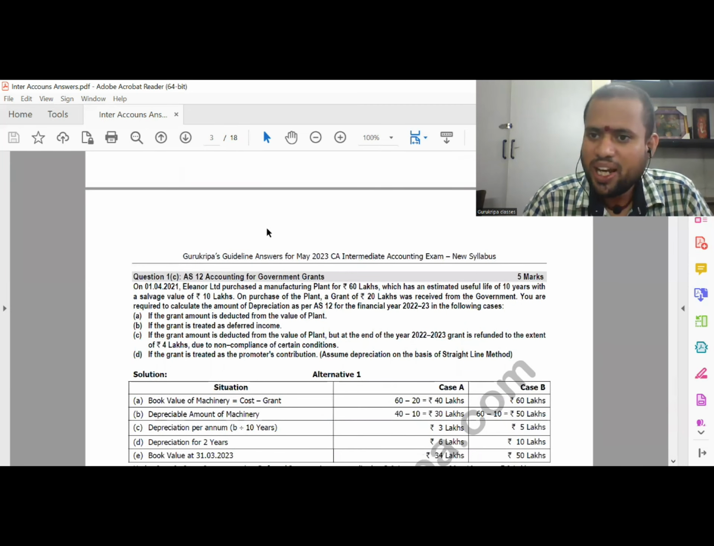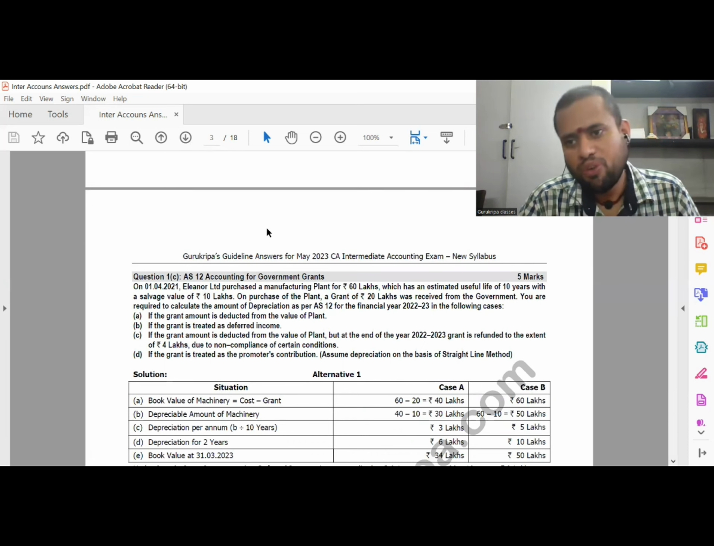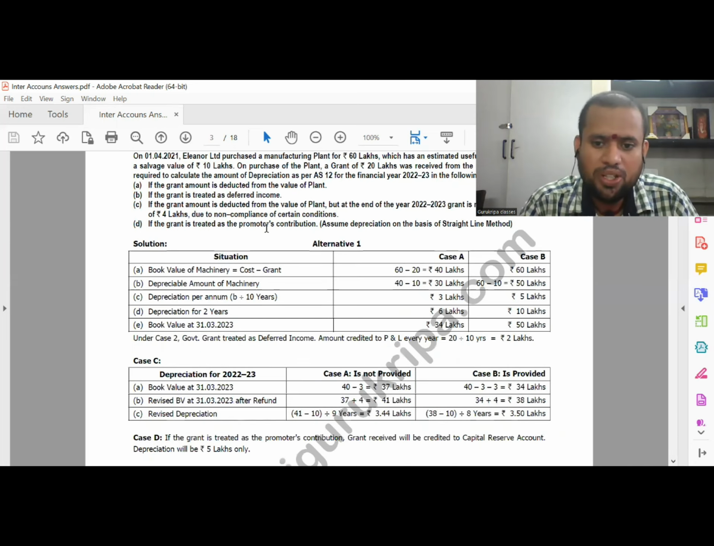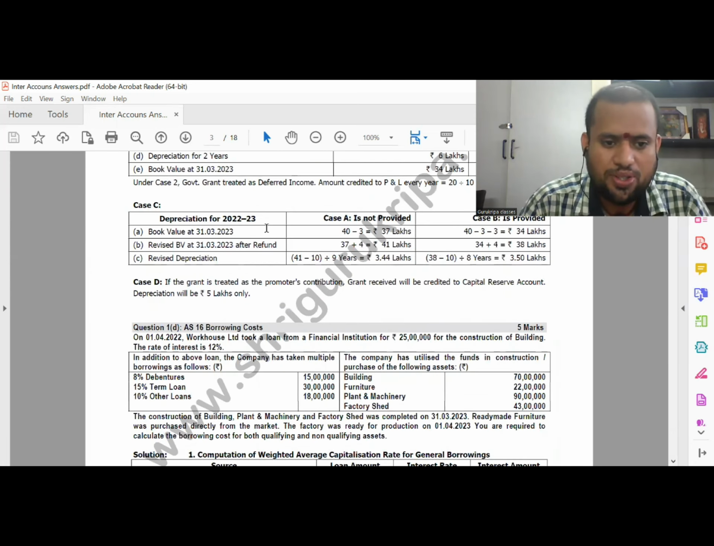And AS 12 government grants, here also a straightforward question. Cost reduction method, deferred income method, what is the adjustment? If it is in the nature of promoter contribution, what is the adjustment? And in part C, at the end of the year, the grant is refunded. So there are two possibilities: before providing depreciation or after providing depreciation, two cases will emerge. So I have solved both cases.